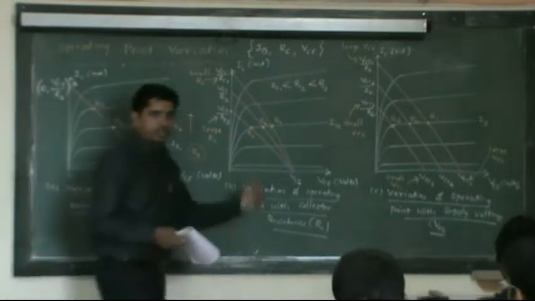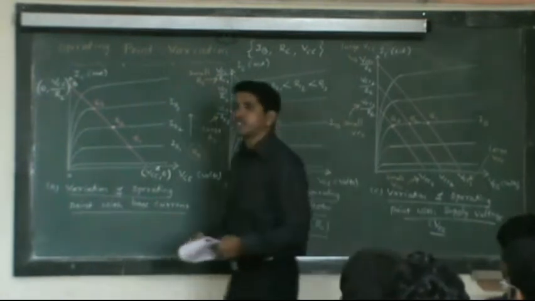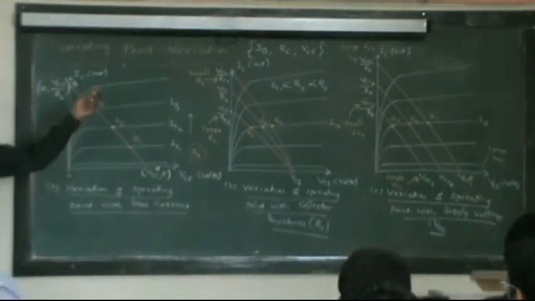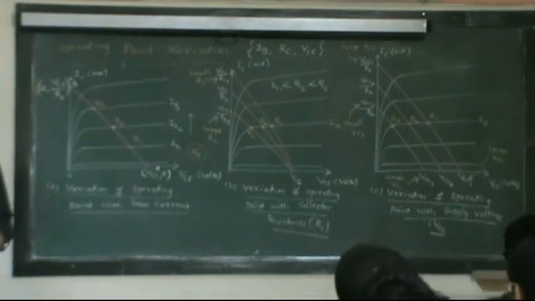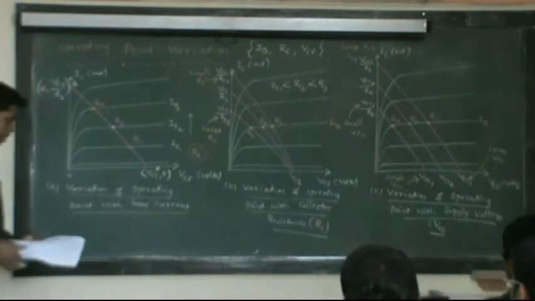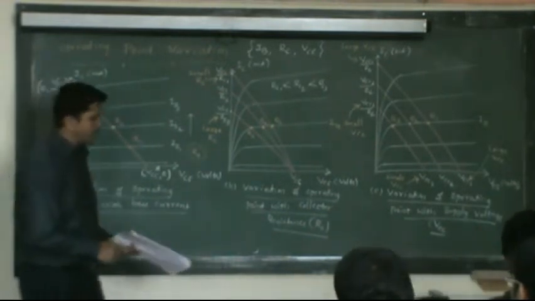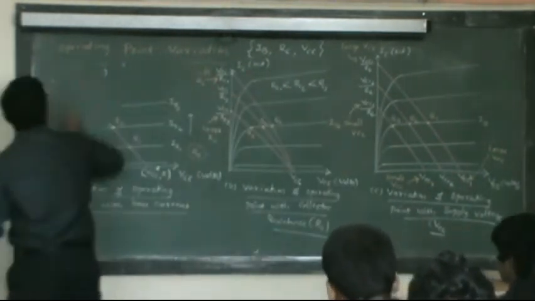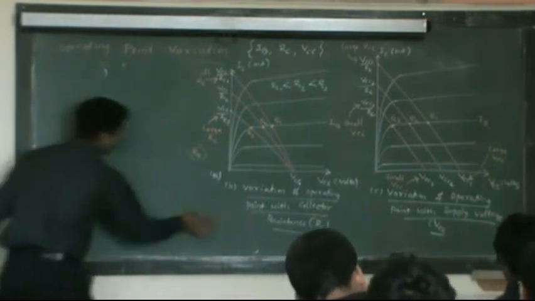Any questions with respect to these 3 variations? In the examination, it asks you to explain operating point variation with respect to the base current, collector resistance, and supply voltage. You can explain with these 3 curves and give suitable explanation for this. At last, on the fixed bias circuit, we need to discuss the merits and demerits, advantages and disadvantages of fixed bias circuit.